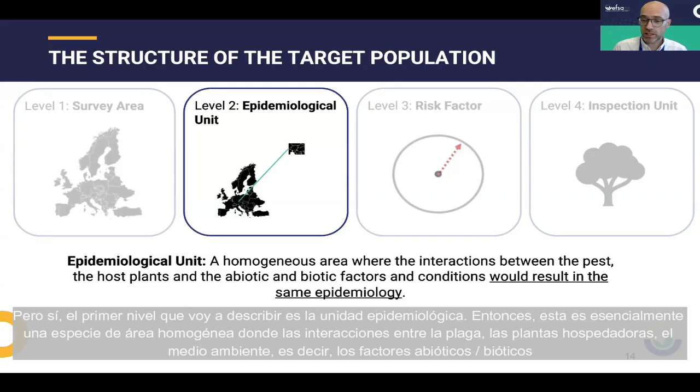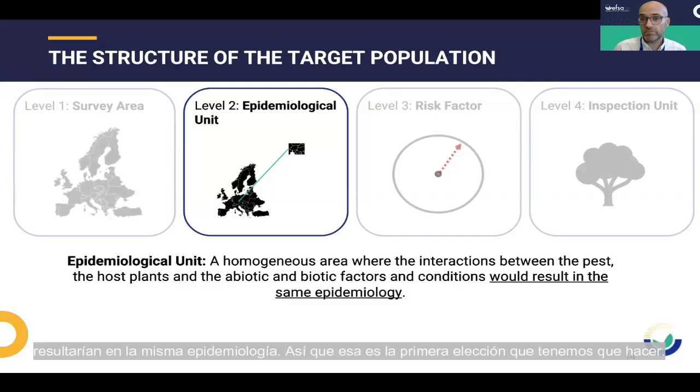But the first level that I'm going to describe is the epidemiological unit. This is essentially a homogeneous area where the interactions between the pest, the host plants and the environment, so the abiotic and biotic factors, would result in the same epidemiology. So that's the first choice we have to make for the pest.